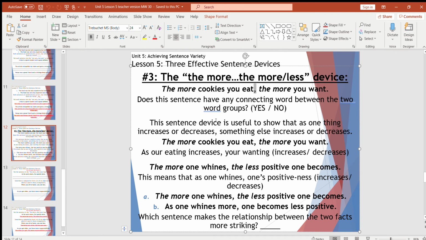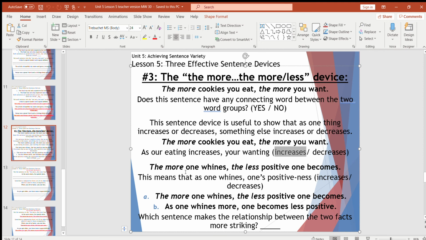So this sentence device is useful to show that as one thing increases or decreases, something else is going to increase or decrease at the same time. So the more cookies you eat, comma, the more you want. So in this case, as our eating of cookies increases, our wanting of cookies increases or decreases? It also increases. We're like Cookie Monster. We're like, give me all the cookies. Or like a 2-year-old. I guess they're kind of the same way.